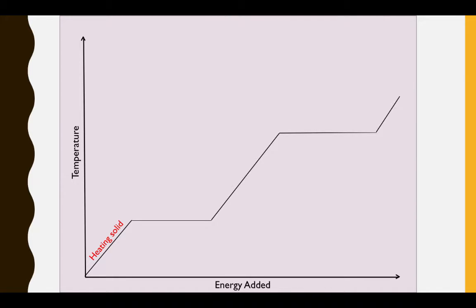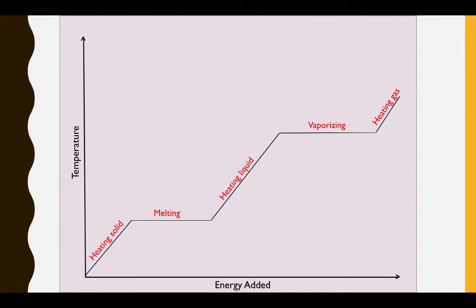These flat parts of the graph represent phase changes. In this case, melting, turning from solid to liquid. Once we've liquefied our sample, we can begin to heat that liquid. And then again, we see another phase change, another flat part of the graph. This one is vaporizing. Once we've vaporized all of the substance, we can then heat the resulting gas.